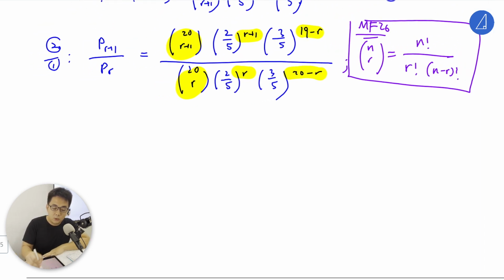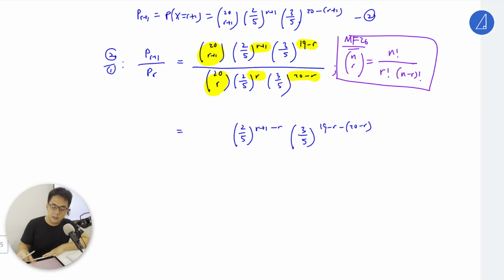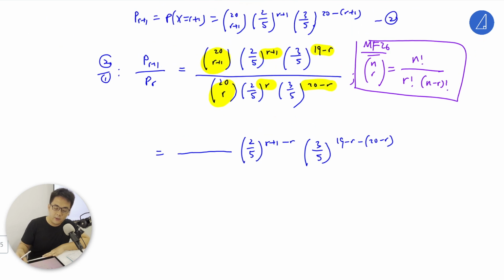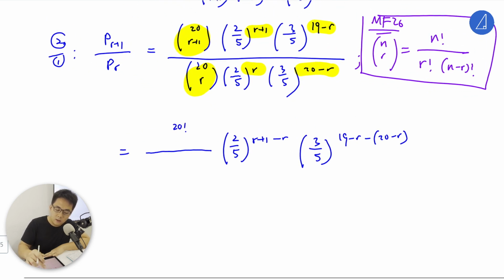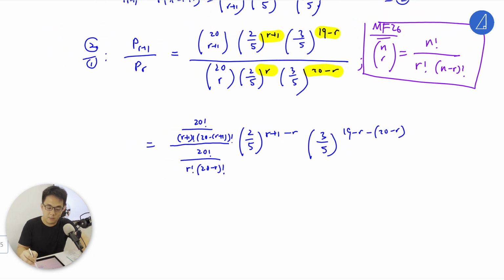I think the 2/5 and the 3/5 parts are quite easy. For that one you just get 2/5 to the power r+1 minus r. Then this will be 3/5 to the power 19 minus r minus (20 minus r). The one which will probably squeeze you a bit is the 20 choose r. Use the formula. So this is 20 factorial over (r+1) factorial times (20 minus (r+1)) factorial, divided by 20 factorial over r factorial times (20 minus r) factorial.